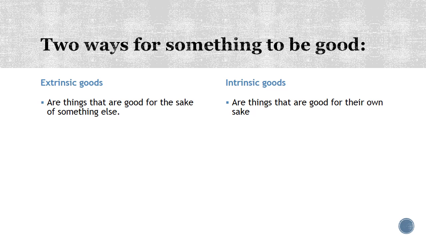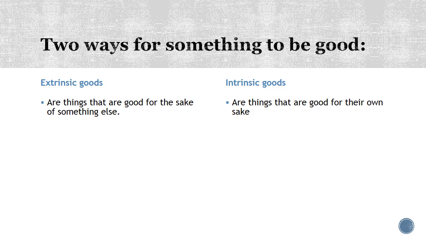There are two ways for something to be a good thing. One kind of a good thing is what we call an extrinsic good. And these are things that are good for the sake of something else. That is, they're instrumentally good. The other way of something being good is it being an intrinsic good. This is good in and of itself, or something that is good for its own sake.